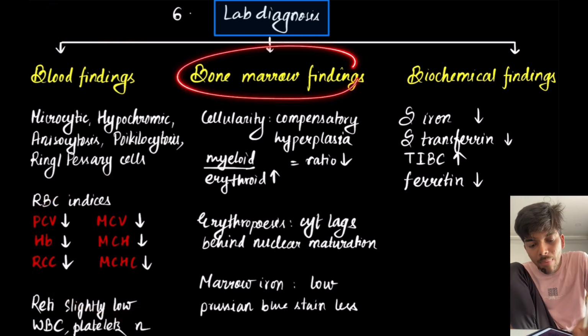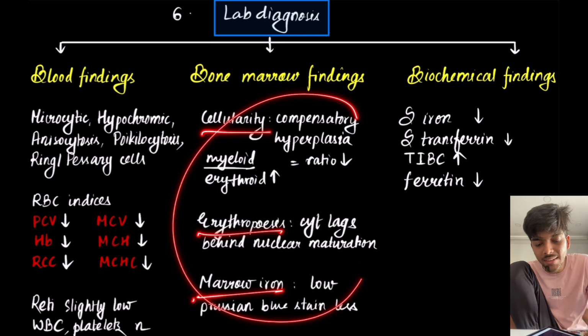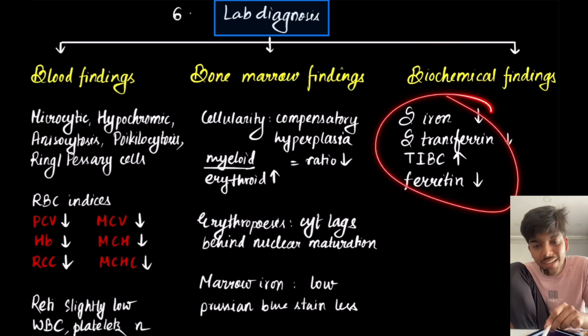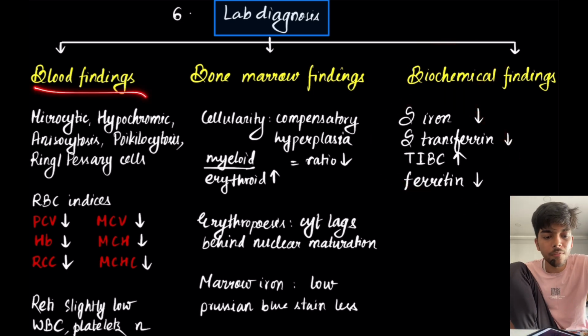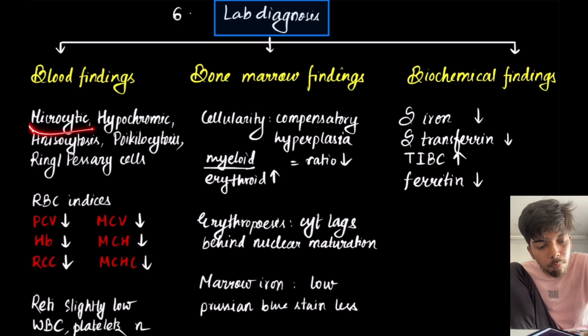You take the bone marrow, check for cellularity, erythropoiesis, and marrow iron, you will find these. And you take the serum of the person and perform biochemical tests, you will find these. First, blood findings. Under a microscope, upon observing the red blood cells of iron deficient anemia, you will find that the size of the red blood cell is smaller than a small lymphocyte, microcytic.